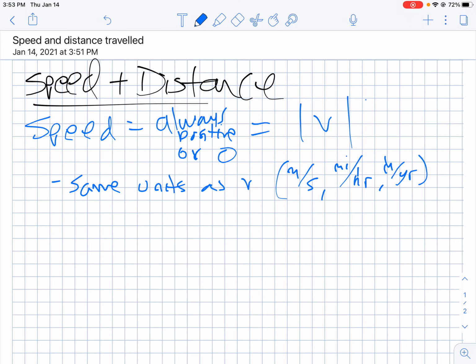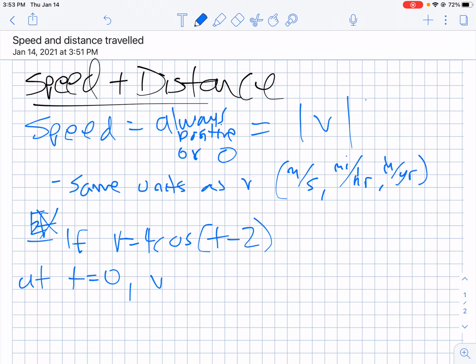Okay, now just for a very basic example, if you have a velocity which is 4 cosine of t minus 2, and you want to find the speed. I don't know why I wrote if twice, it should be an example. I also meant to just do 4 cosine of t in parentheses and then minus 2. If you look at t equals 0, your velocity is equal to 4 cosine of 0 minus 2. That's equal to 4 minus 2, which is 2.